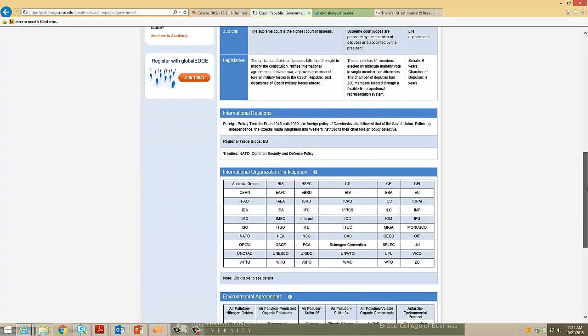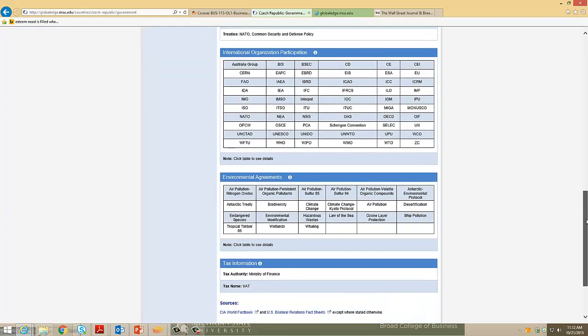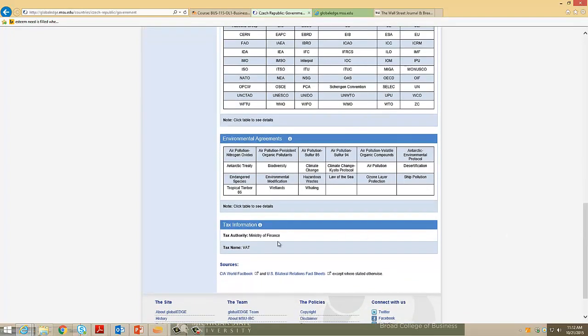International relations. What type of organizations are they part of? Environmental agreements, tax information. Wouldn't that be kind of useful if you were going to be doing business in another country to have an idea what type of tax you might get? And then look down here at those other resources.